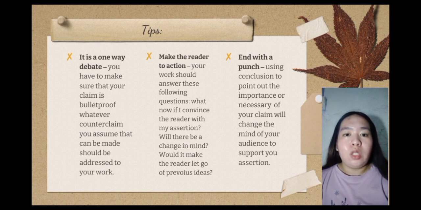End with a punch, using the conclusion to point out the importance or necessity of your claim. It will change the mind of your audience to support you. Assertion.